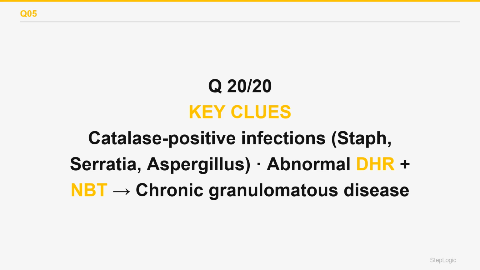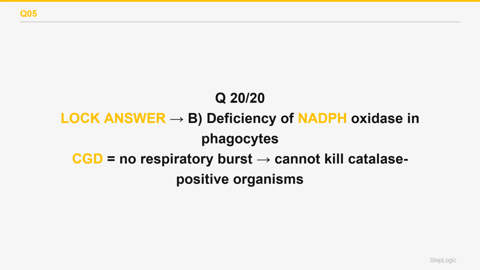Patients are especially vulnerable to catalase-positive organisms: Staph aureus, Serratia, Burkholderia, Nocardia, Aspergillus, because catalase-positive microbes destroy their own hydrogen peroxide, denying the phagocyte even that backup source. The diagnostic tests confirm it. The dihydrorhodamine flow cytometry test shows failure to fluoresce, and the older nitroblue tetrazolium test fails to turn blue. Both indicate the absent oxidative burst. Choice E, leukocyte adhesion deficiency, presents with delayed umbilical cord separation and no pus, a different mechanism. The catalase-positive pattern with abnormal DHR is specific for CGD.